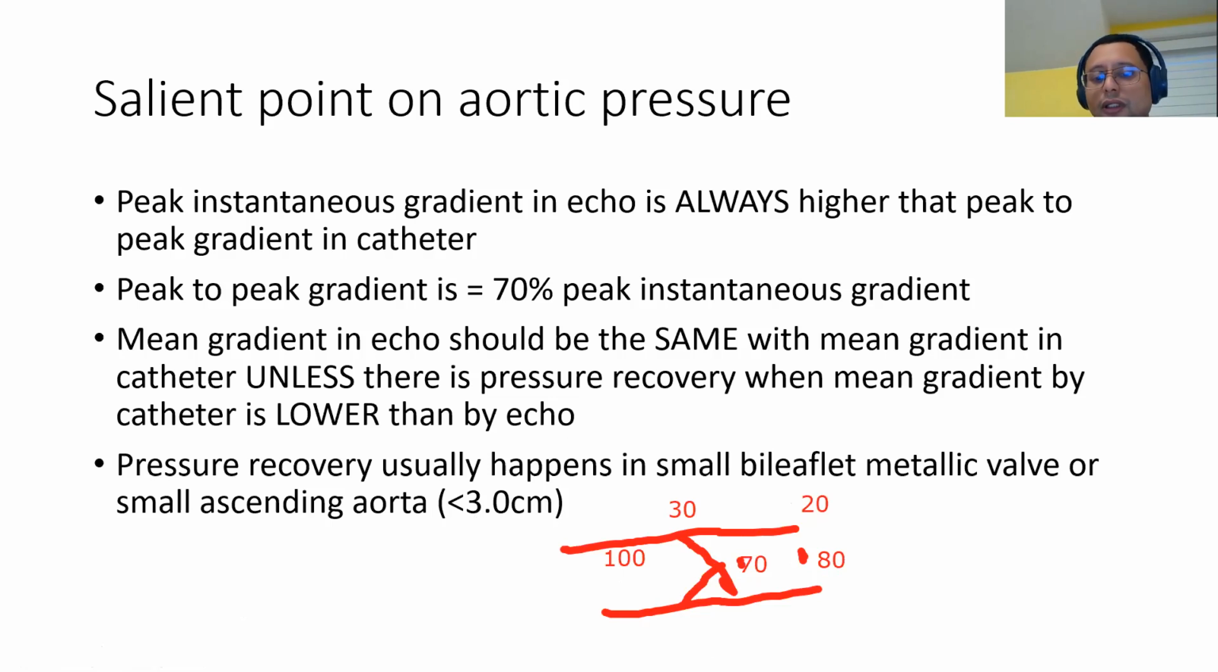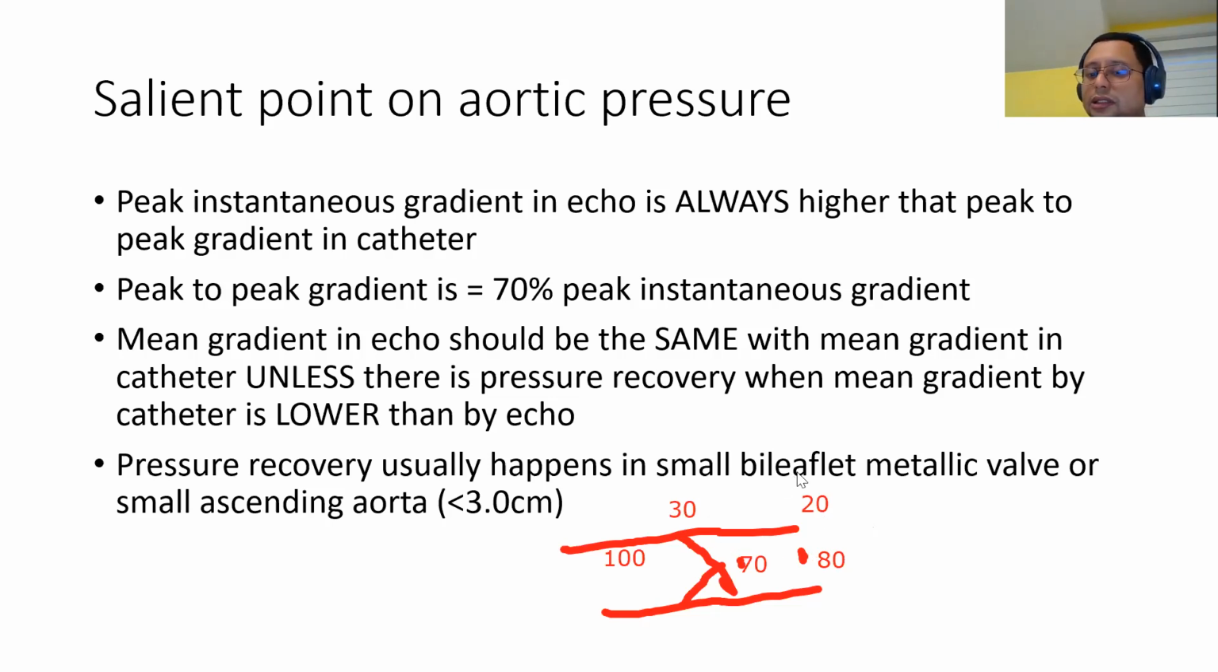Right now, the mean gradient that you measure with echo is 100 minus 70, which is 30. The mean gradient that you measure with catheter is 100 minus 80, so the difference is 20. So you measure with echo it is 30, you measure with catheter it is 20. All right, so why is that so? How come the mean gradient is not the same?